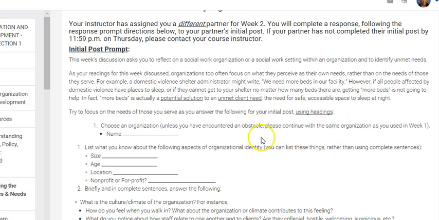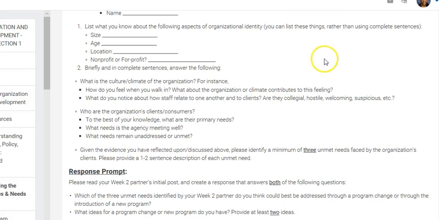So you're going to choose your organization. You're going to talk about the size, age, location, nonprofit or for-profit, and in complete sentences, answer the following. What's the culture of your organization? Culture takes into account how does it make you feel? What's the organizational climate that contributes to these feelings? What do you notice about how staff treat one another and clients? Are they collegial, hostile, welcoming, suspicious?